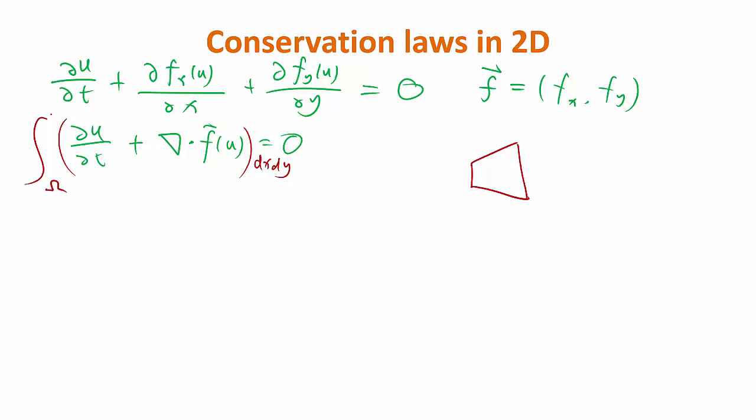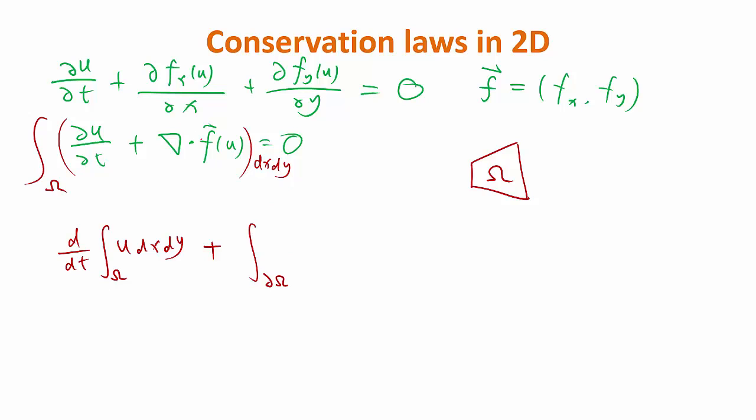Now, if we integrate the first term, we get d dt of the integral over omega of u dx dy. That's the total amount of stuff within the control volume. The second term, we're integrating a divergence. Now we use the divergence theorem to convert that into an integral over the boundary of the control volume.